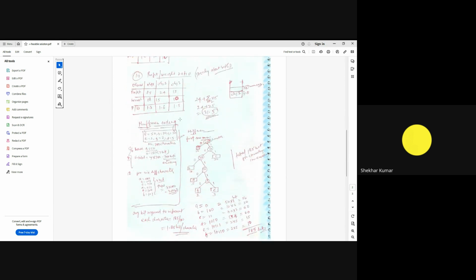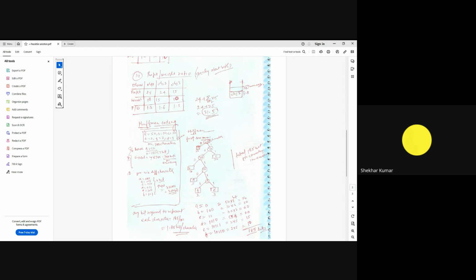Here there are 6 characters: A, B, C, D, E, and F. The value of A is 50, B is 10, C is 30, D is 5, E is 3, and F is 2. And we have 100 characters in total.